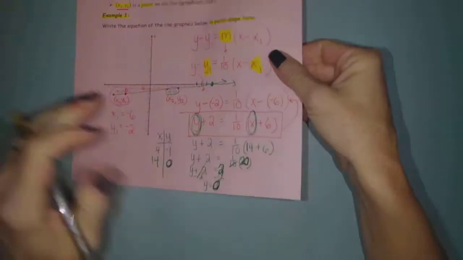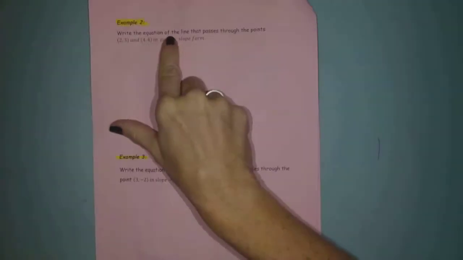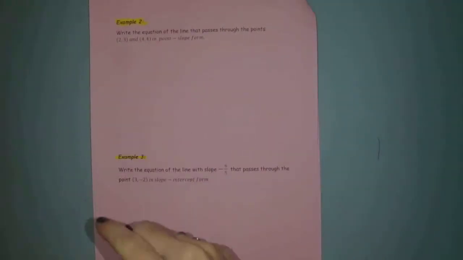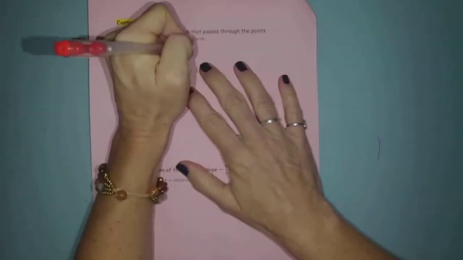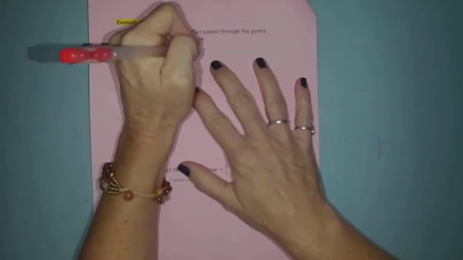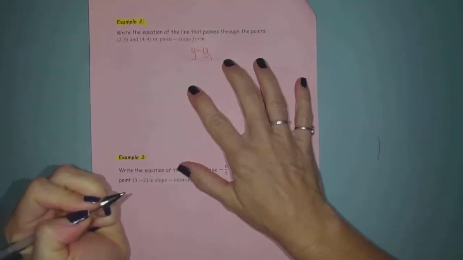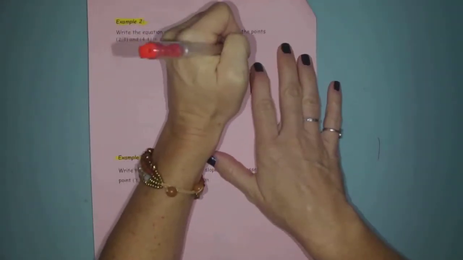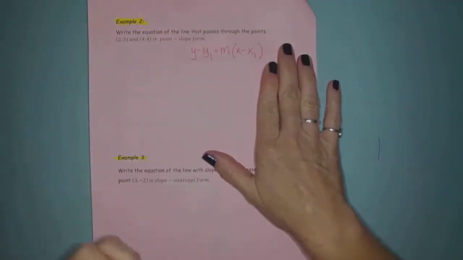Okay, so let's go to example 2. Almost done. Example 2 says, write the equation of the line that passes through the points, and then they give me 2 points, in point slope form. So let's start with point slope form. Let's write down what we've memorized. Y minus y sub 1 equals m times x minus x sub 1.